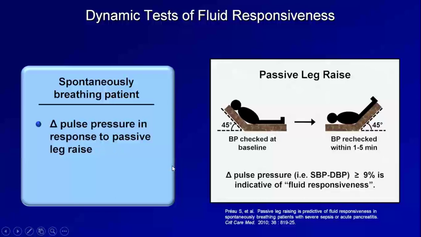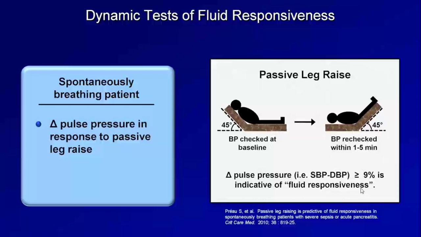How can we do this test? I put the patient at 45 degrees and check the blood pressure at baseline, and then give the patient the Trendelenburg position, also at 45 degrees, and the blood pressure is rechecked within 1 to 5 minutes. Delta pulse pressure means systolic minus diastolic blood pressure. If the delta pulse pressure increases by more than 90%, it is indicative of fluid responsiveness.